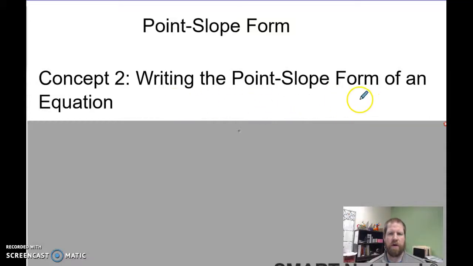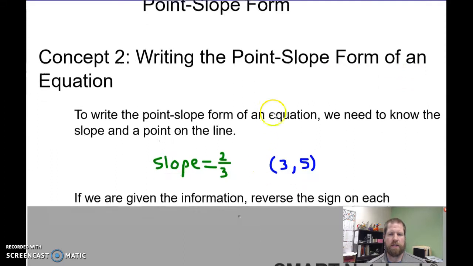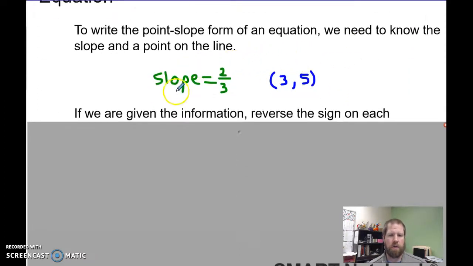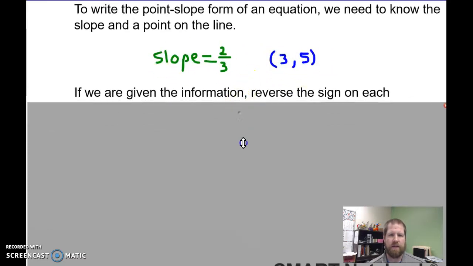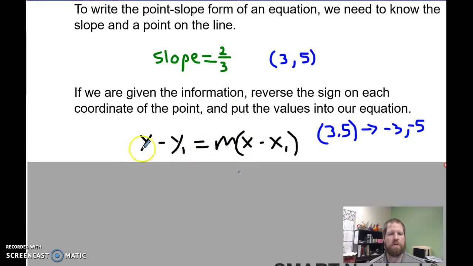Concept 2, writing the point-slope form of an equation. So this is the opposite of what we just did. When you know the slope and a point on the line, and you're given that information, to put it back into point-slope form, you need to first reverse the signs.